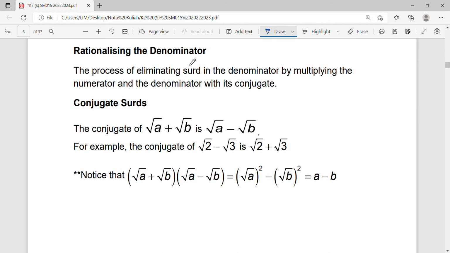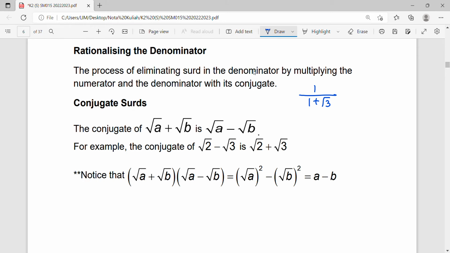Okay, so next part we're going for rationalizing the denominator. The process of eliminating our surd in the denominator by multiplying the numerator and denominator with its conjugate. What's the meaning of this? It means now our surd number is at the denominator.